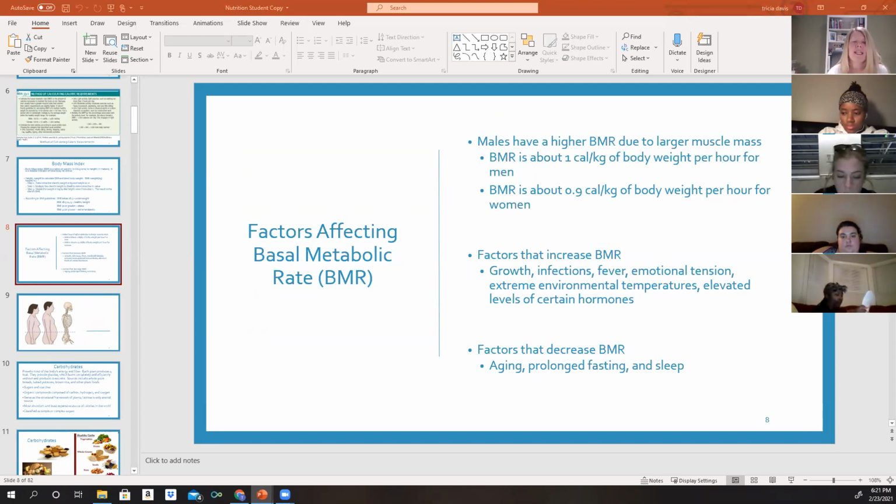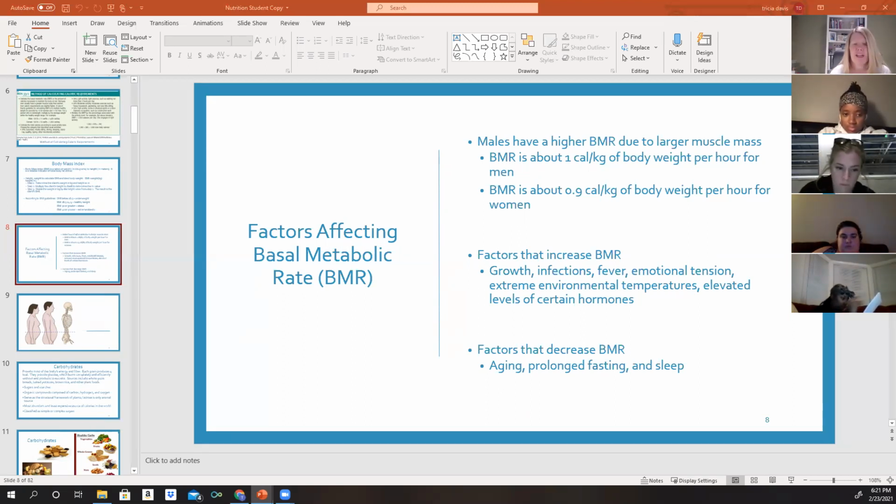Males tend to have a higher BMR due to their larger muscle mass. It's not the same with every man. There are certainly women who are built bigger than men, but men tend to have the higher BMR. The BMR is about 1 calorie per kilogram of body weight per hour for men, and about 0.9 calories per kilogram of body weight for women.